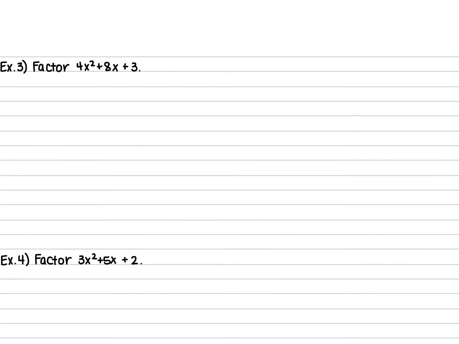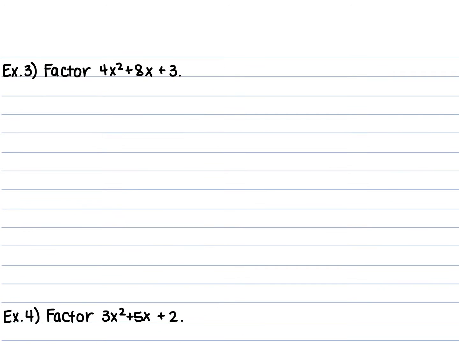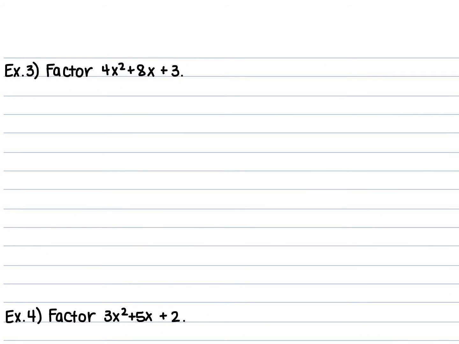Our next example, example 3, we have 4x squared plus 8x plus 3. So again, we cannot factor out a greatest common factor from these. So we're going to multiply the 4 times the 3. It gives us positive 12. You want the factors of 12 that add up to be 8. If we had 2 and 6, that would give us 8.